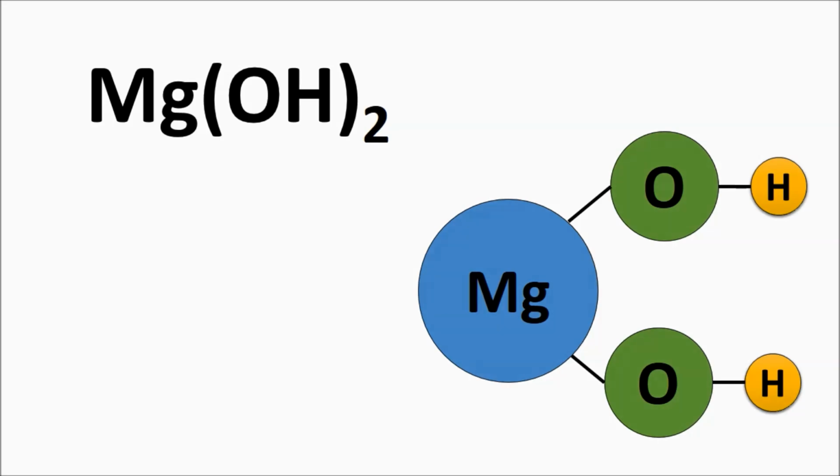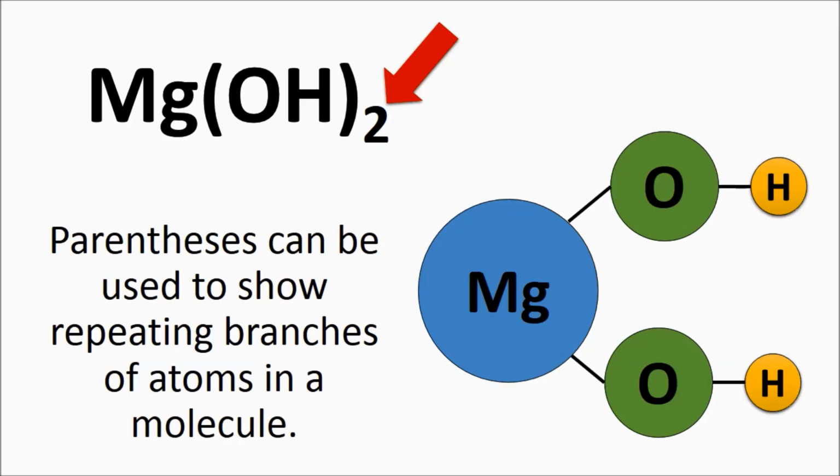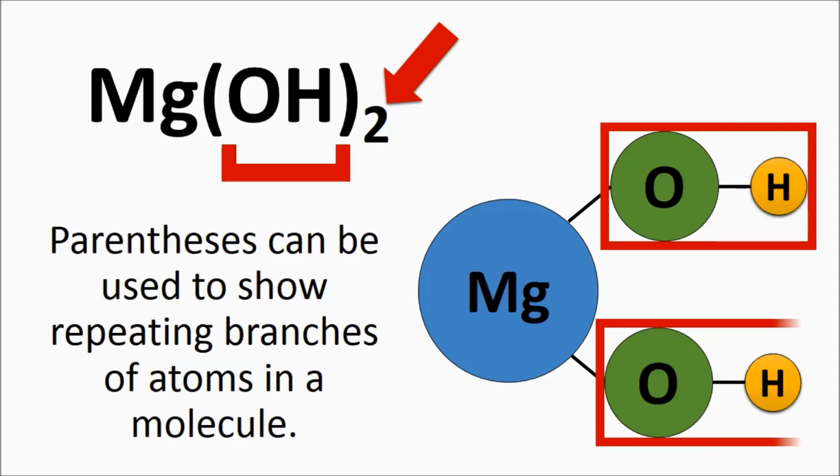This chemical formula contains a subscript following the parentheses. What do you think that means about the molecule? Well, parentheses can be used to show repeating branches of atoms in a molecule. The subscript behind the parentheses tells us there are two branches in the molecule that each contain an oxygen atom and a hydrogen atom.